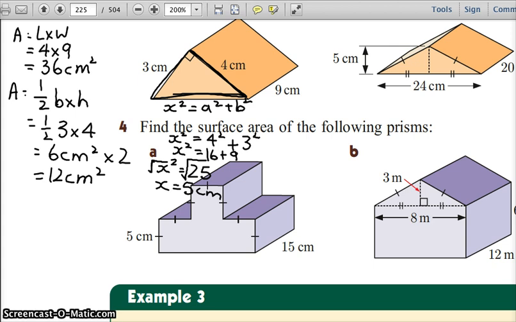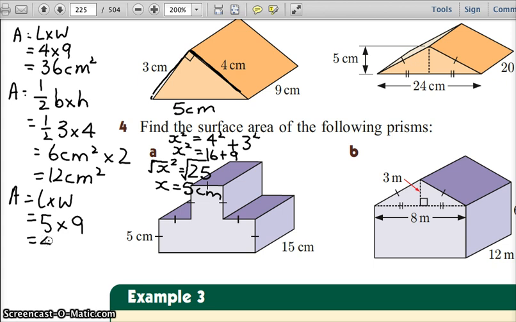Okay, so now we can adjust that. That side length there is now 5 centimetres. And you could draw that on your diagram. How do I work out the base of that now? Area equals length times width, equals 5 times 9. 9 5s are 45 centimetres squared.